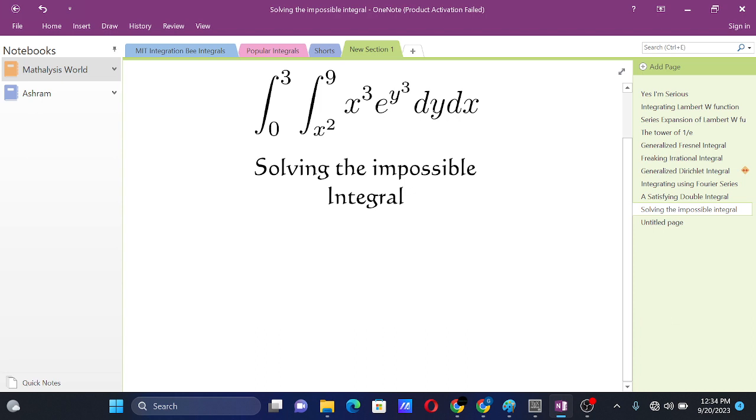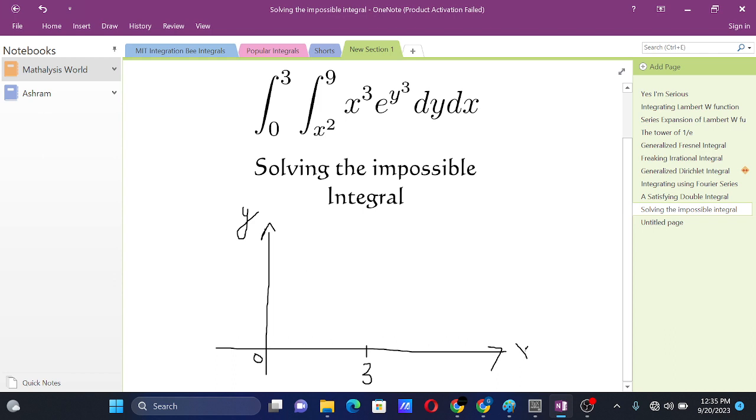Okay, so what we want to do is change the first integral into the dx world and the second into the dy world. For that, we first notice that in the x world it's going from 0 to 3, and in the y world it's going from x squared to 9.